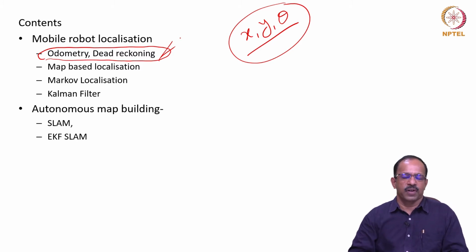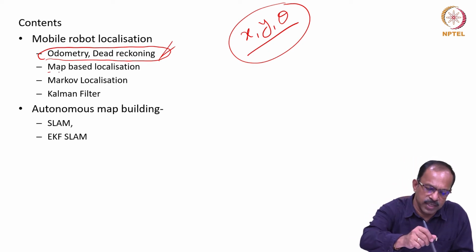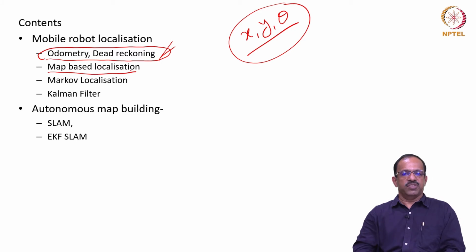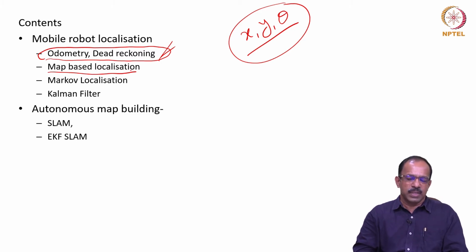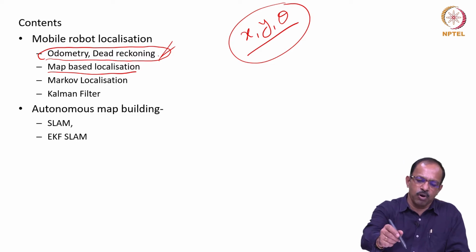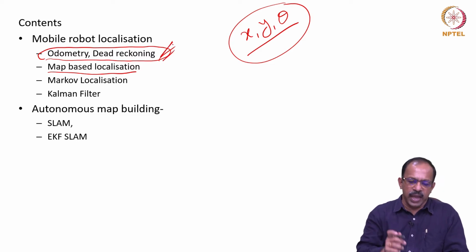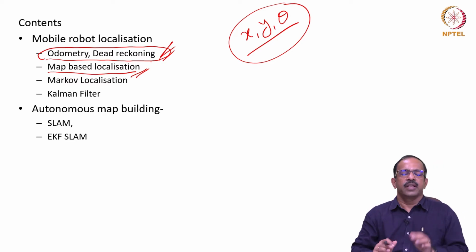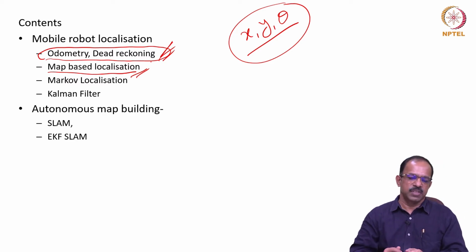But it has a lot of disadvantages. It cannot be used for a long duration. It can be used only for a very short duration because the accumulated errors will create problems. And therefore we go for the next method, called map based localization. Map based localization is a method by which we use the odometry information and the map information to localize.